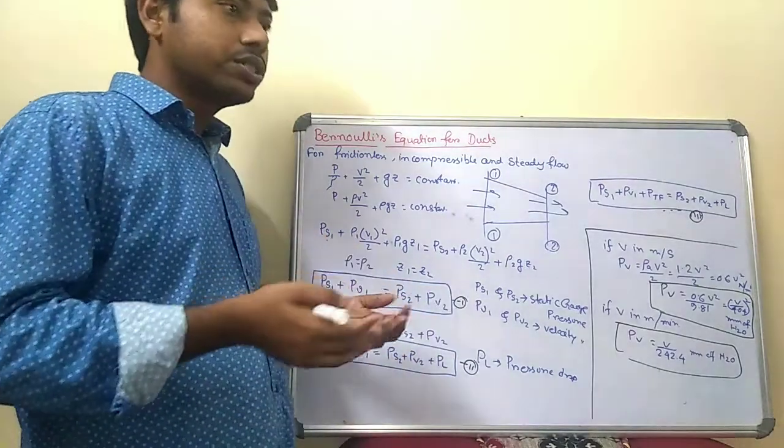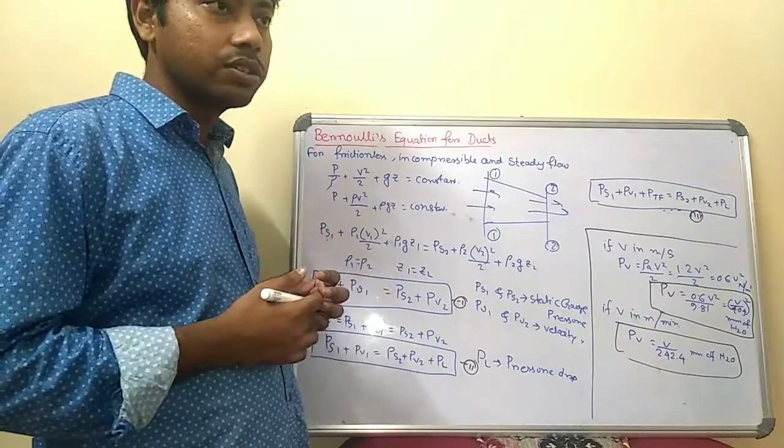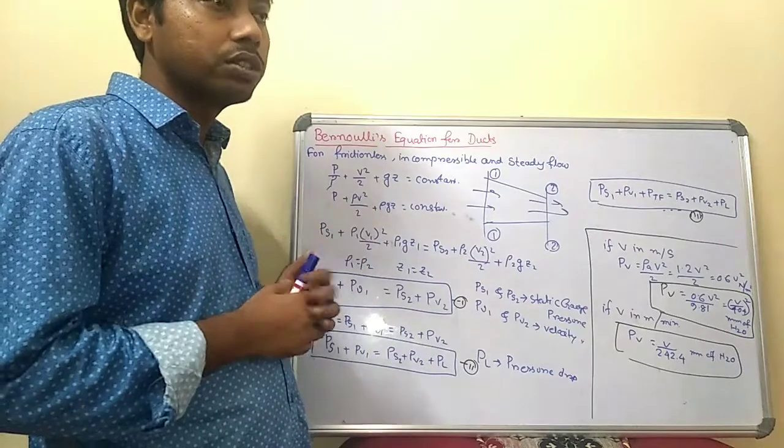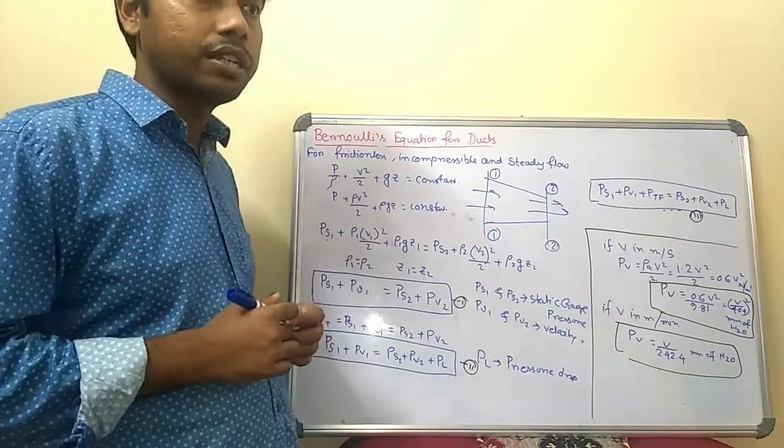So when the air flows through a particular duct, there is some pressure loss due to friction or any other thing. This should be considered. There are some other losses which have to be considered when you design a particular duct.